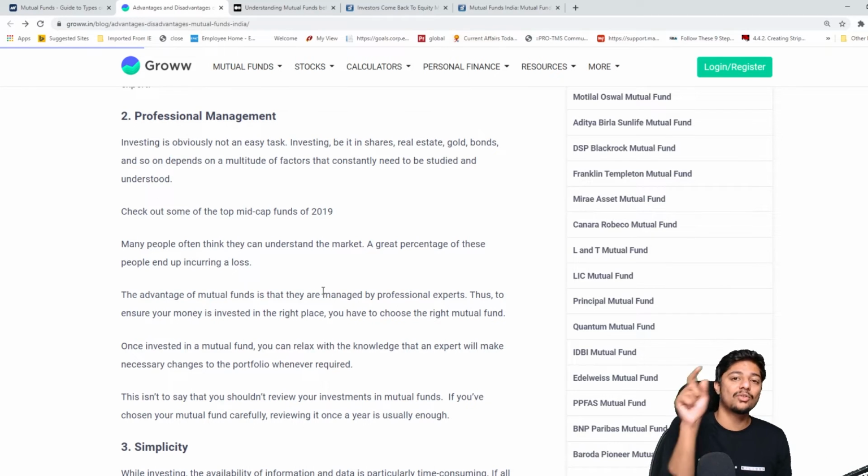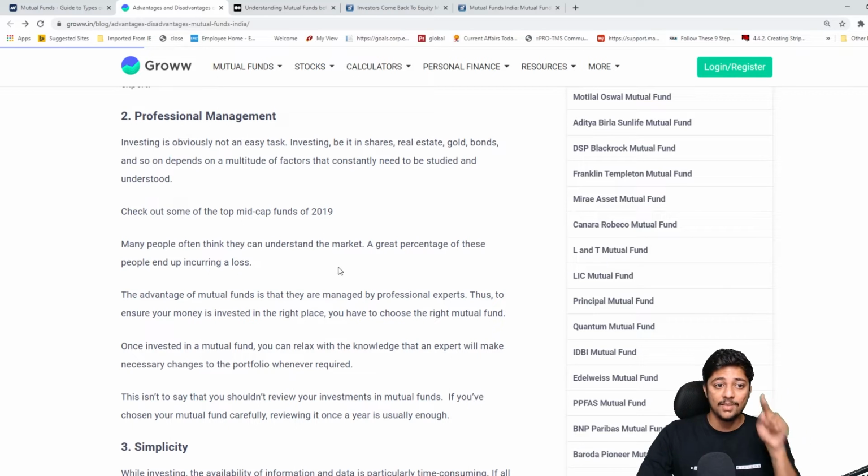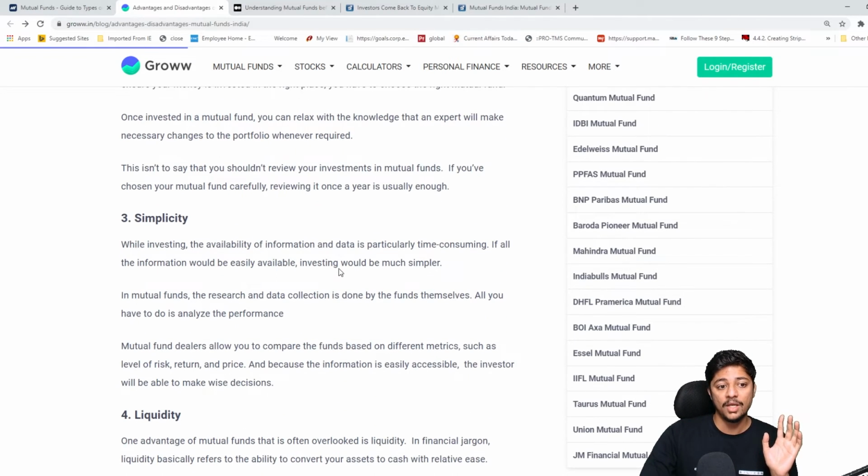Okay, depends on what fund you find, and I'll tell you how to find a good fund later on. Okay, so professional management is a very big advantage for all the people who have no idea about the stock market. Mutual fund is a very safe thing for you to do. Again, finding the mutual fund you don't know how to do, that I'll help you with.